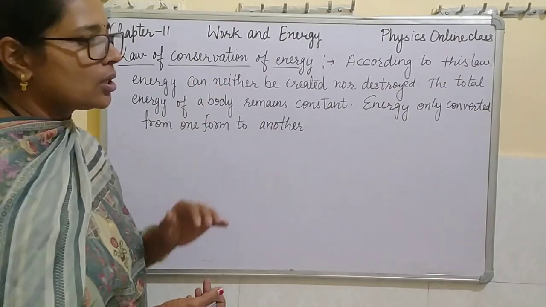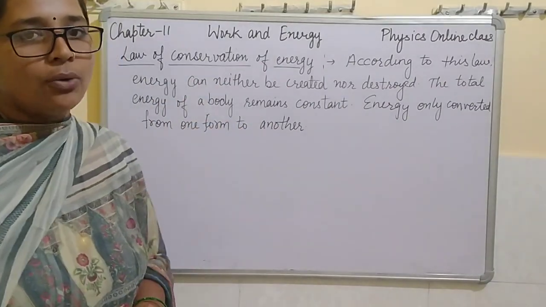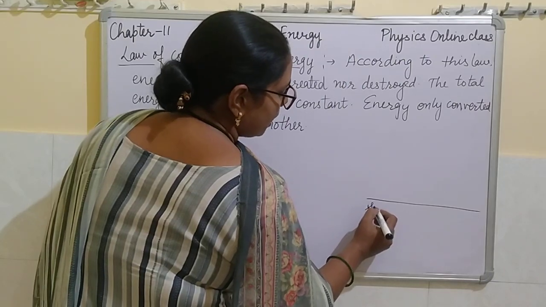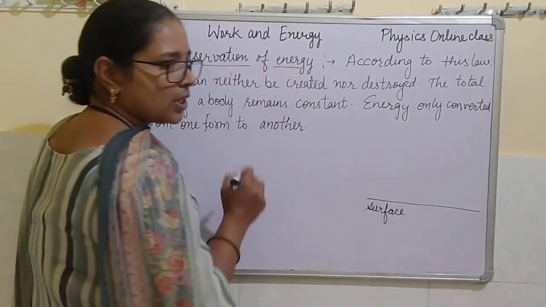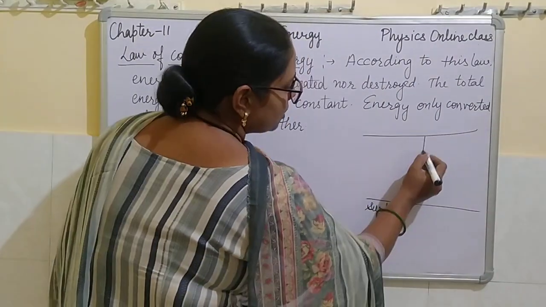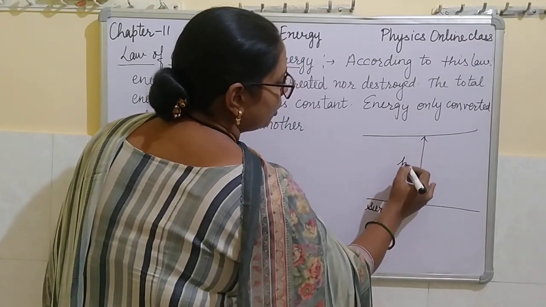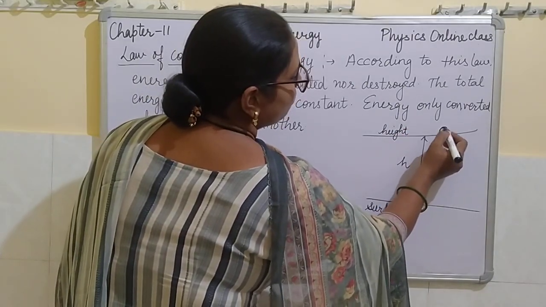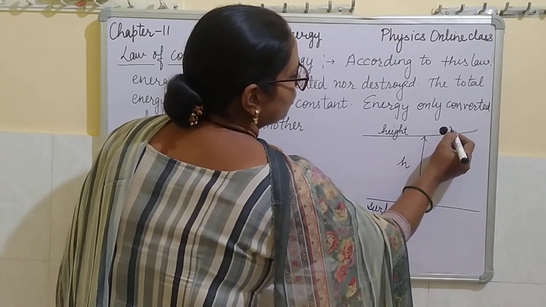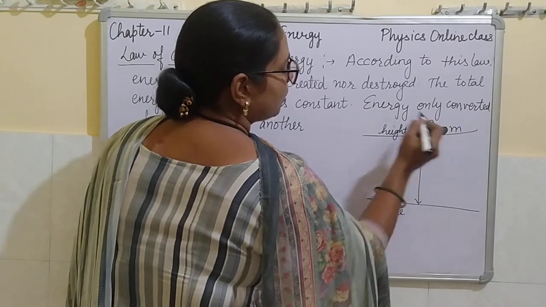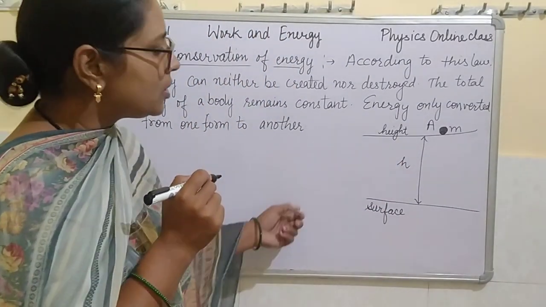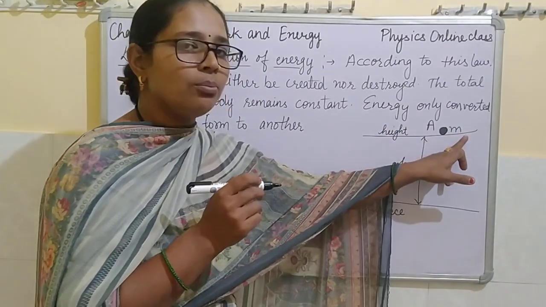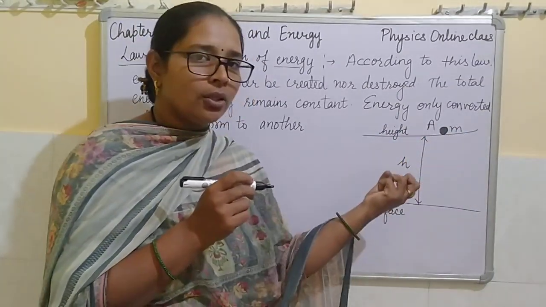How can we understand this, or if I say how can we prove this law of conservation of energy, let's consider a very simple example. Suppose this line is representing our earth surface, and here is another surface at a height h from the ground. That means we are at a height h here, and we have a body of mass m. The mass of this body is m, and initially it is at a point A. So what type of energy is possessed by this body? As this body is above the earth surface, it has some potential energy, and we are holding it. It is not in motion.